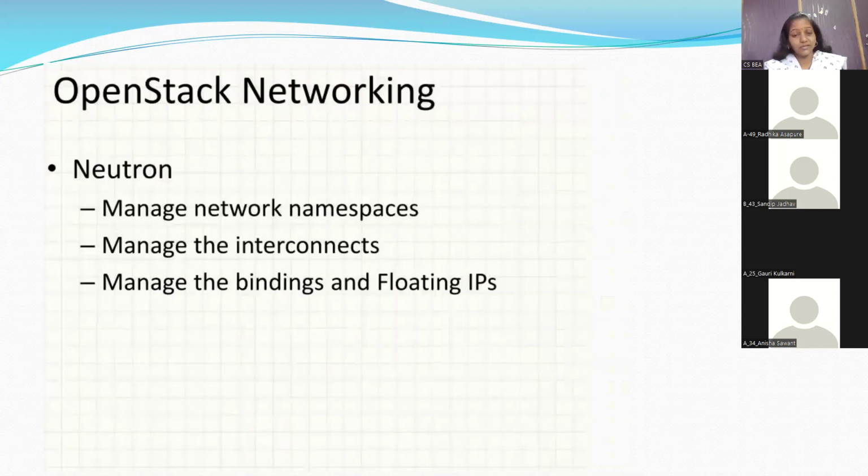Then again, OpenStack networking. Here you can use Neutron, which is used to manage the network namespace. Then it manages the interconnects, that means the connectivity present between two or more devices. For that purpose, you can use it. Also, it manages the bindings and floating IPs.